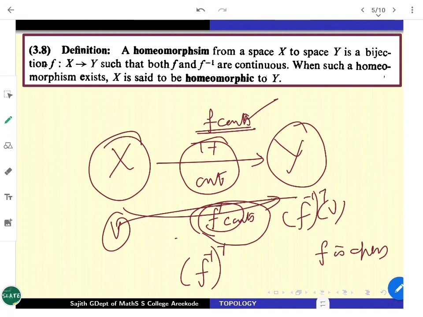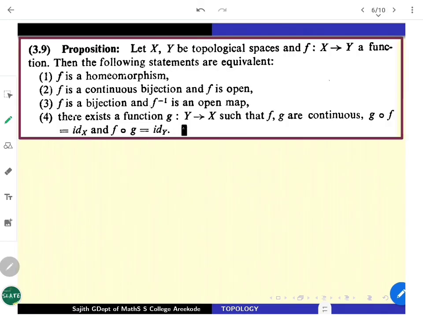In that case, what will happen? Openness of f inverse gives that its inverse, that is f, is a continuous map. So various ways are there to understand the equivalent concept. We will just state it precisely. As a proposition, we will write it. Here it says all the four statements we have made. f is a function from x to y, and x and y are topological spaces.